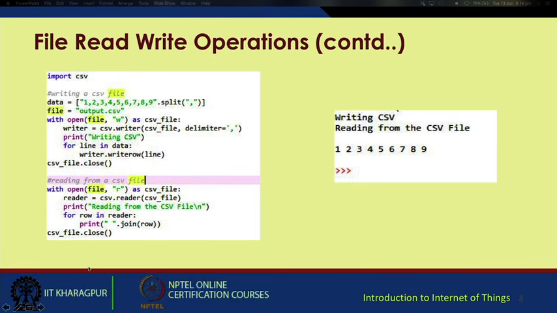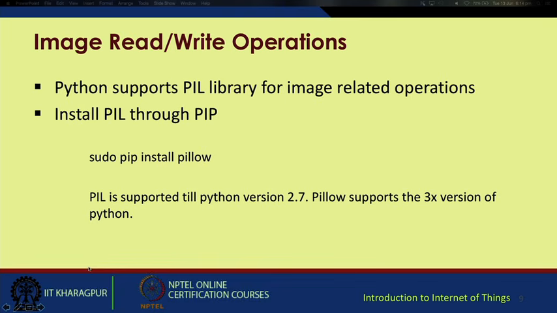So we have already completed these. Now the next part is a bit interesting, since it will deal with various images. So we'll functionally work with image read write operations. Now Python supports this library called PIL, or Python Imaging Library. This is generally used for image related operations.